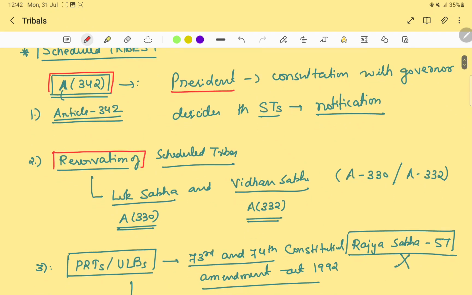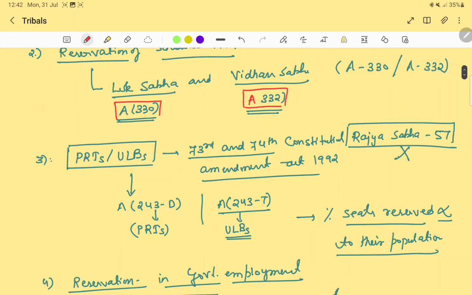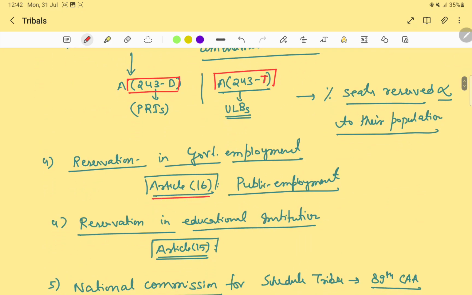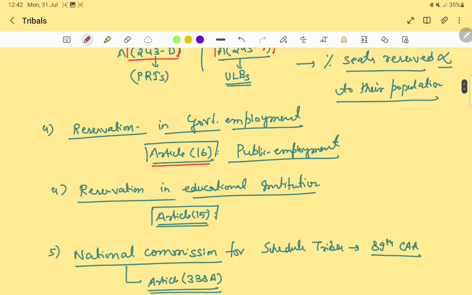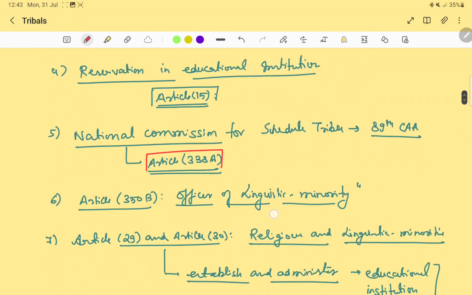Then reservation of Scheduled Tribes: in the Lok Sabha it was given in Article 330, and for the Vidhan Sabha in Article 332. For the panchayati institutions we have Article 243D, D for Telangana and D for Delhi, you can remember it that way. Then Article 16 talks about public employment. Article 15 is reservation in educational institutes. Article 338A talks about the National Commission for Scheduled Tribes.